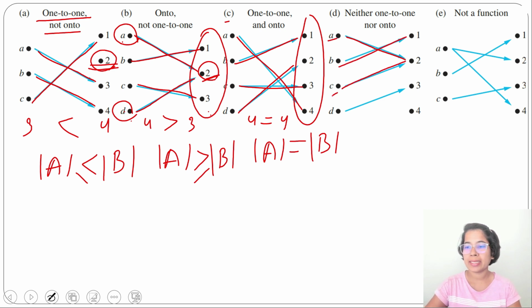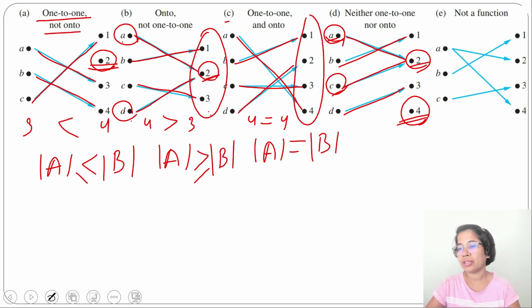Next, option D. Here A maps to 2, B maps to 1, C maps to 2. As both A and C map to 2, it is not one-to-one. Next, D maps to 3, and here 4 is free. 4 is not the image of any element of the domain, so it is not onto. Not one-to-one, as both A and C map to 2, and not onto, as 4 is free.